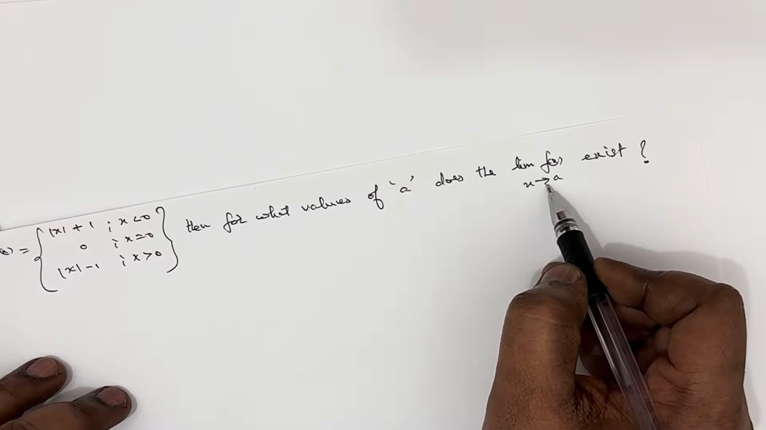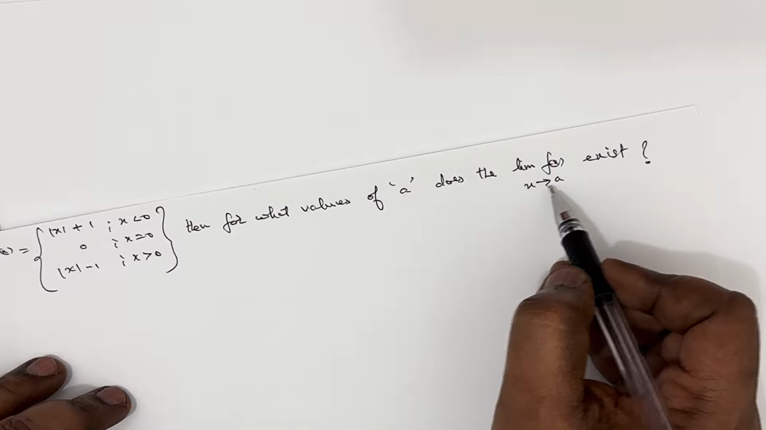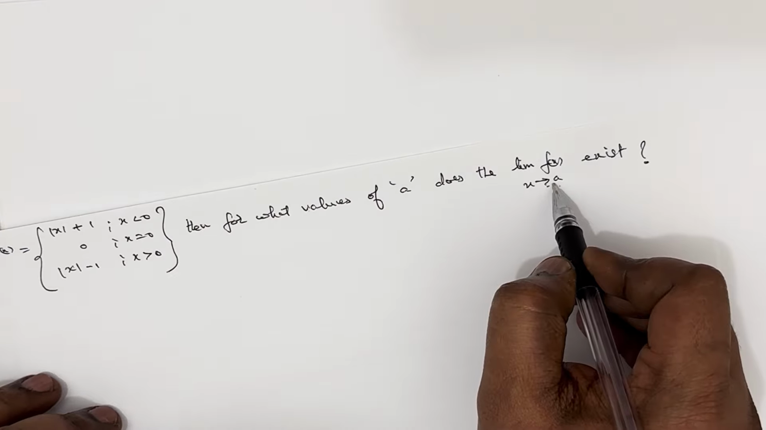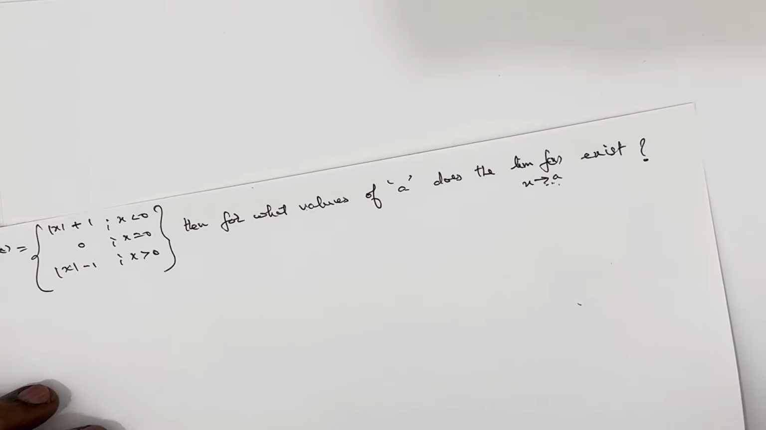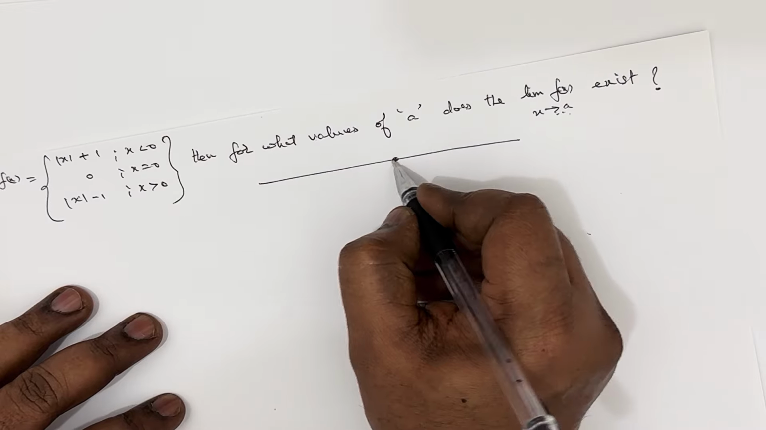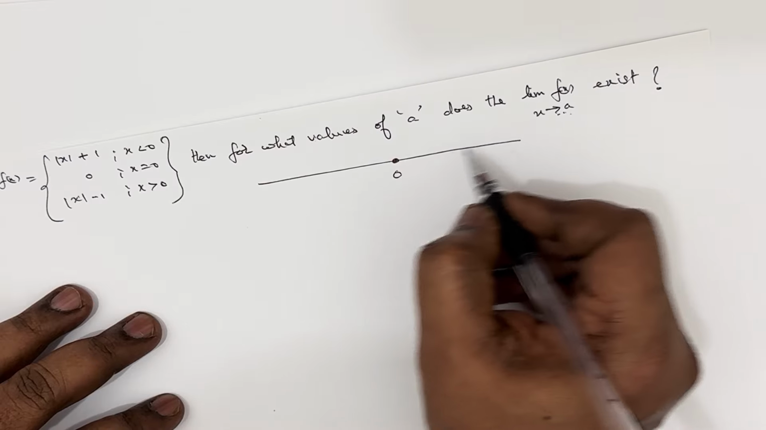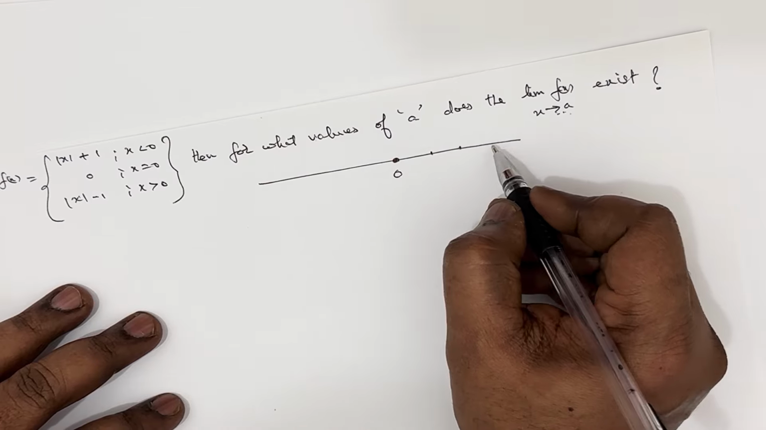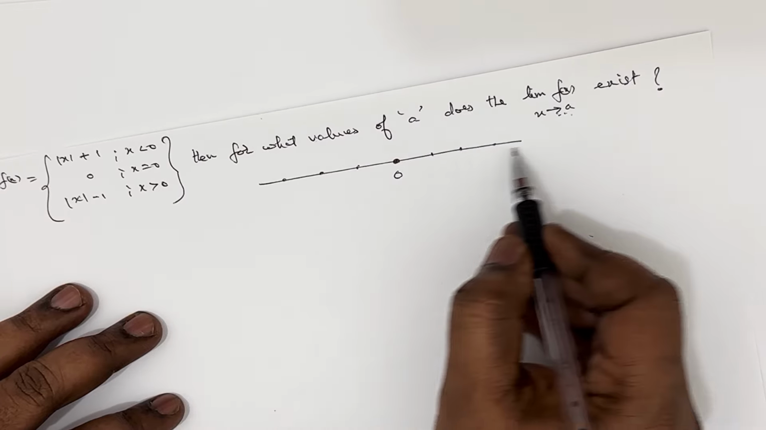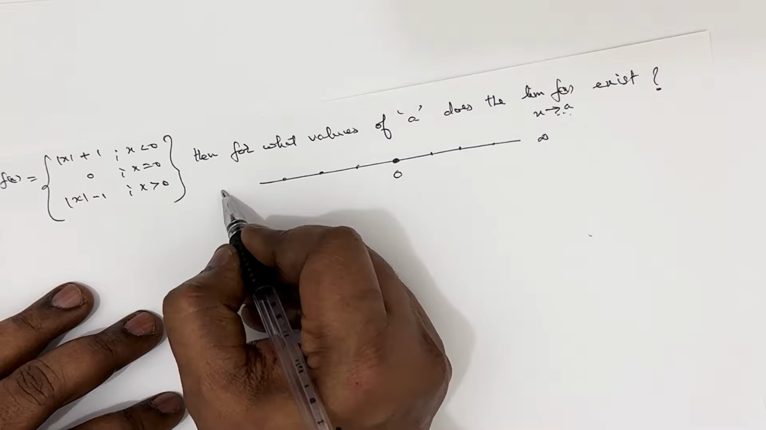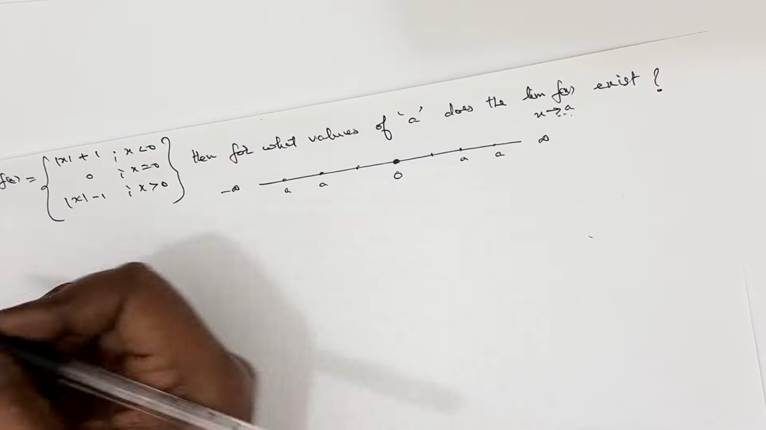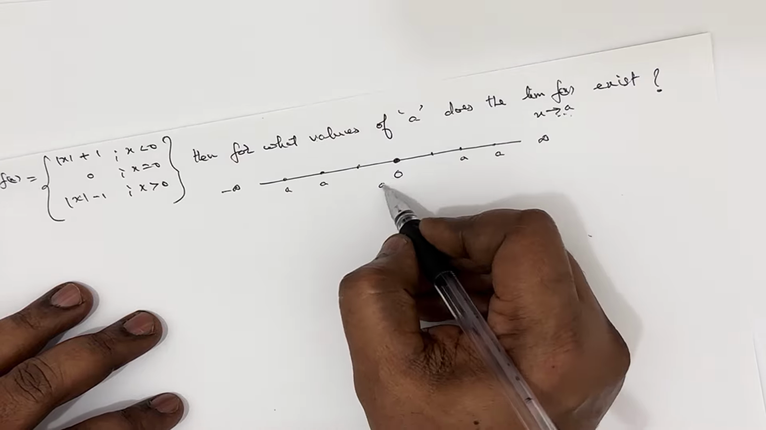Now here it is asking for what values of a the limit exists when x is approaching a. So here a is a real number on a number line, okay? If this is 0, a can be this point here, a can be this, a can be this, and a can be this. A can be any point on the number line from negative infinity to infinity, okay? And a can also be 0.